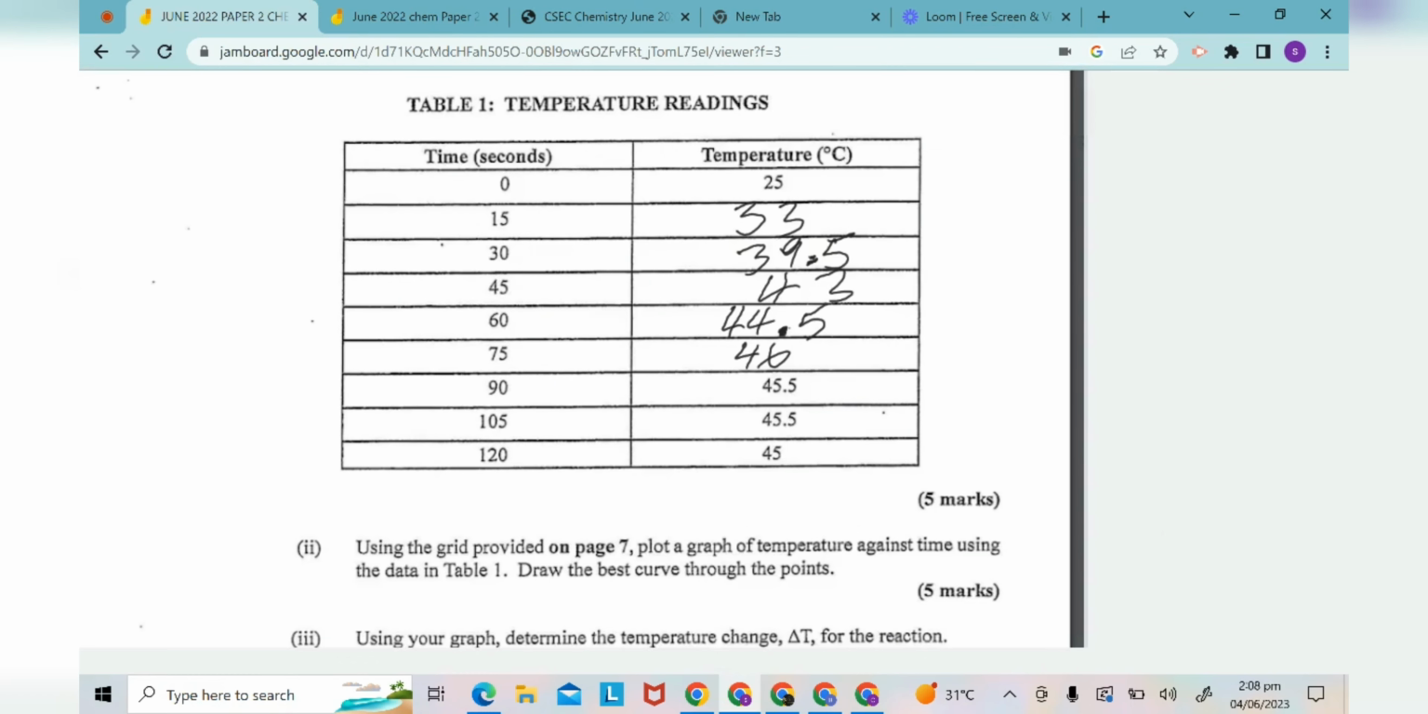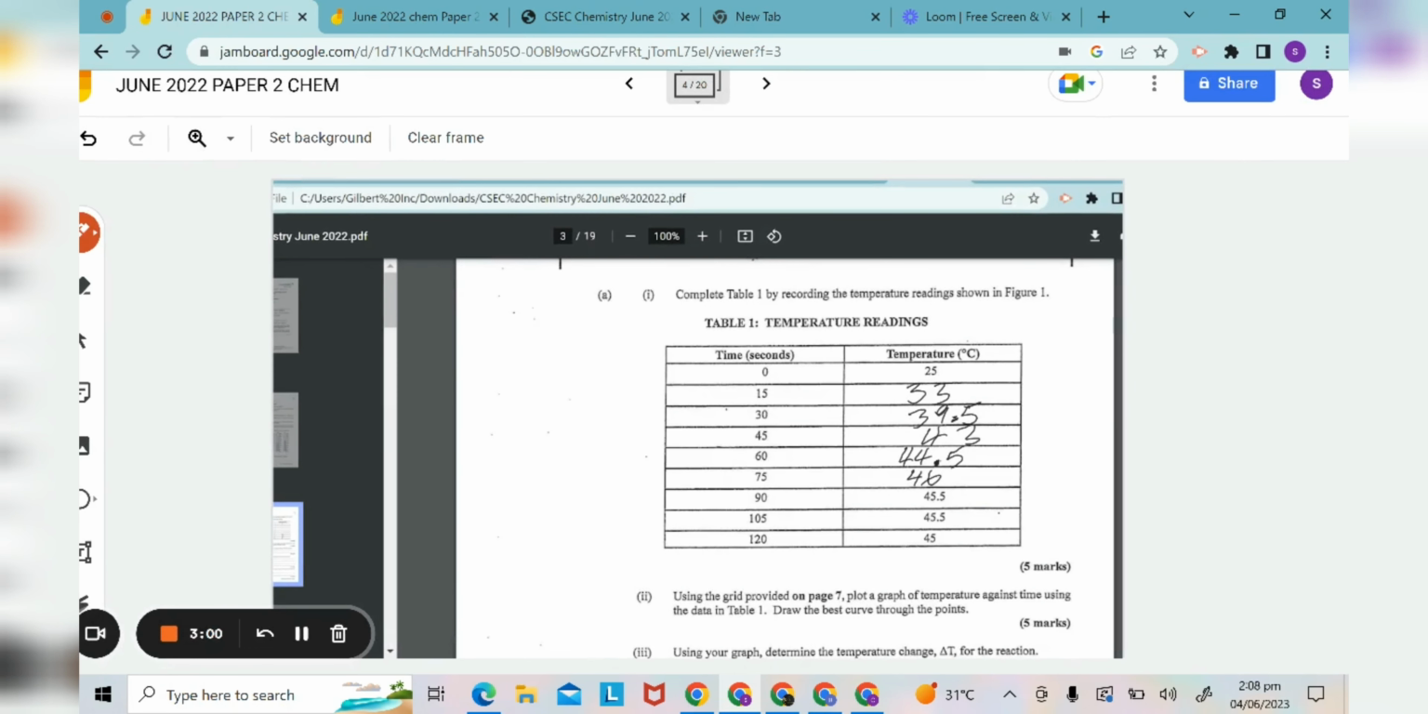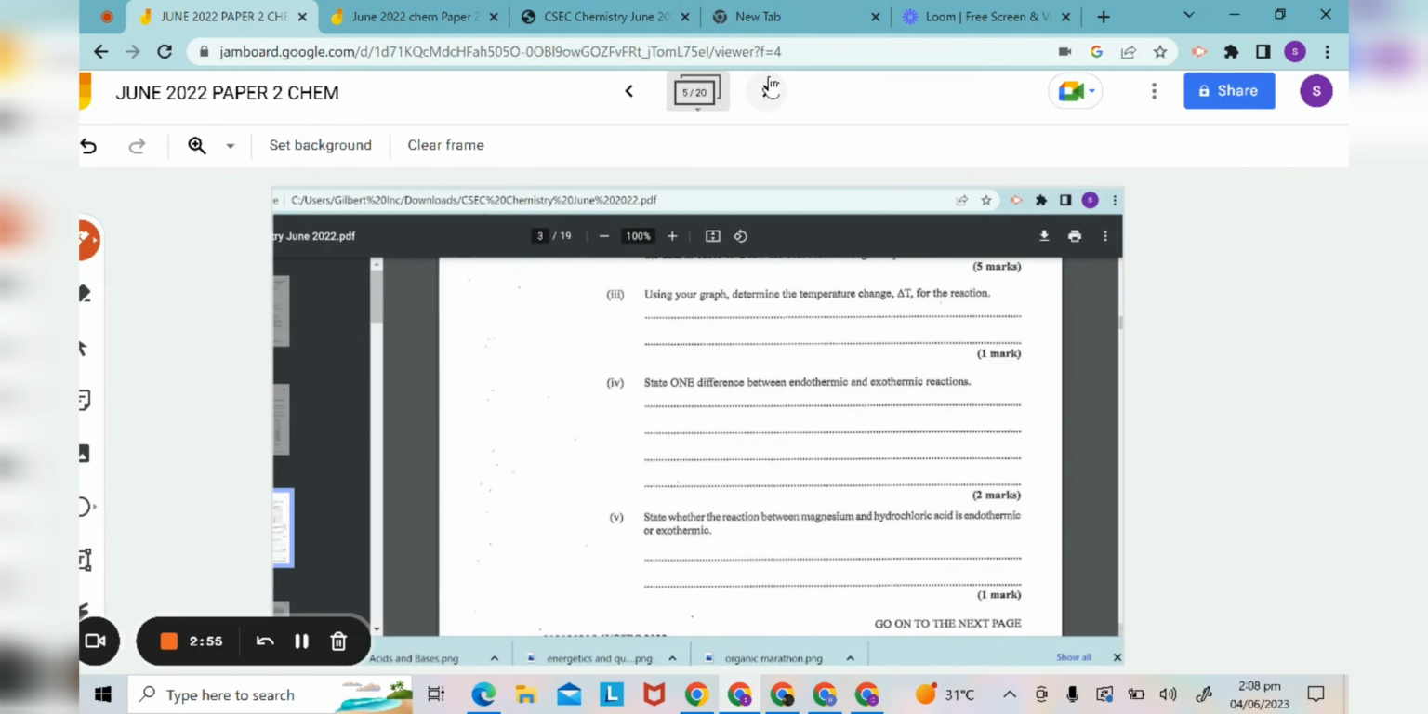Then now they say in the question, using the grid provided on page 7, plot a graph of temperature against time using the data in Table 1. Draw the best fit curve through the points. Right, so again, these are like free marks, so don't lose them. Okay, so we're going to press on. We're not at the graph as yet, but we'll see what's going on. Use the graph to determine the temperature change, delta T, for the reaction.